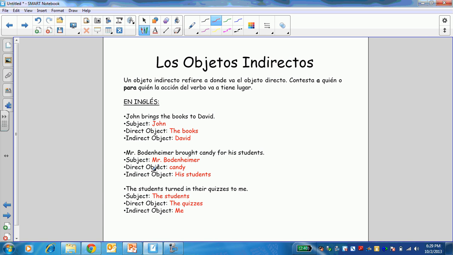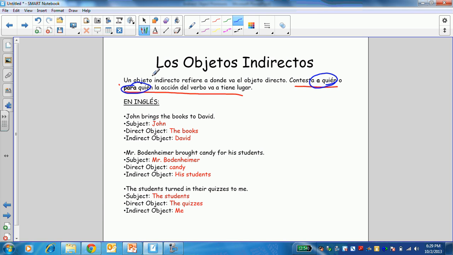All right, so now we're going to be looking at indirect objects. Okay. Un objeto indirecto refiere a dónde va el objeto directo. Okay, so remember, the direct object was the recipient of the verb. Now, the indirect object, excuse me, va a contestar la pregunta a quién o para quién. To who or for who, la acción del verbo tiene lugar. So basically it answers to whom or for whom does the direct object go.